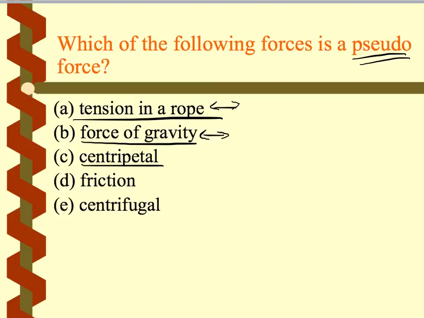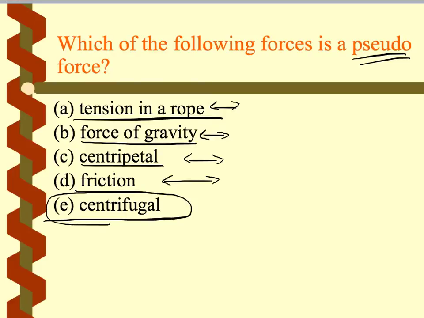A centripetal force? Nope, once again real. It comes in pairs. The moon pulls on the earth, the earth pulls on the moon. Friction? Once again, it's a real force. It is countering motion, and it has to do with the contact surfaces between two objects. Centrifugal is the only one that only exists in a single frame of reference. It only exists when the frame of reference is rotating.